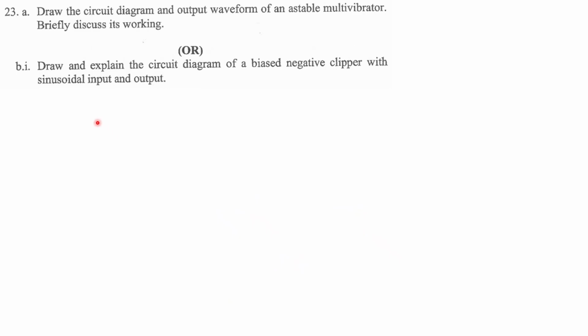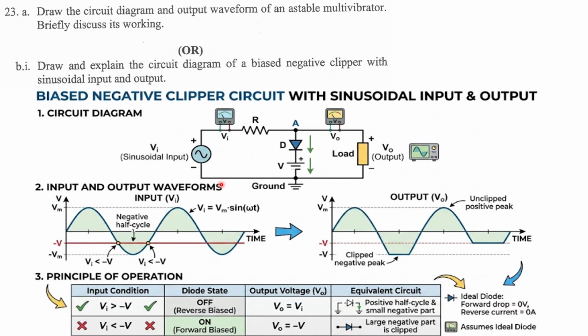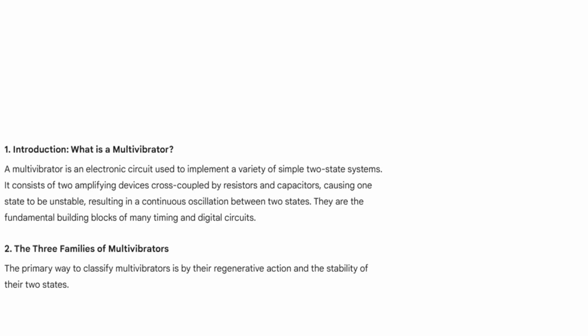Okay, so draw the astable multivibrator. The second question is the negative clipper. Here we can see the negative clipper. Clipper means you are going to use a diode, nothing else, and you are going to collect the output here. A battery voltage is also there. Here the negative part will be clipped, and that is why it is a negative clipper circuit.